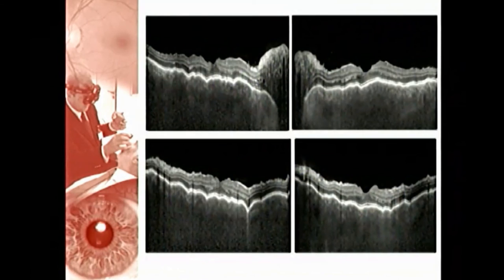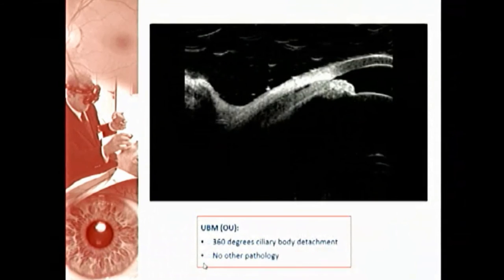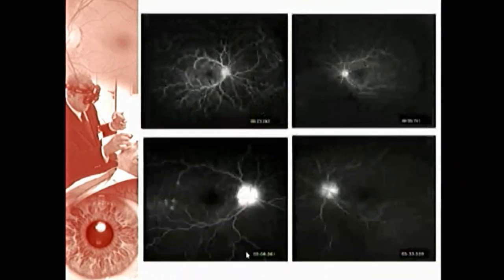This is the OCT, and you can see here the irregularities of the choroidal folds. This is the B scan of the patient. And in the report, it was written: mild vitreous opacity, 360 degrees peripheral choroidal detachment, mild subchoroidal opacity, diffuse retinochoroidal layer thickening, 360 degree ciliary body detachment. And this is the UBM of the same patient. And there is also ciliary body detachment, no other pathology.